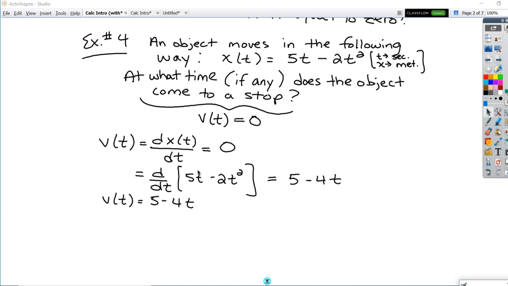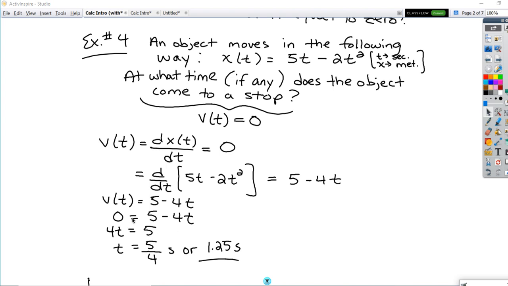So the derivative of 5t is 5, minus the derivative of 2t squared, which is 4t. So the velocity function is 5 minus 4t. So now we're going to set this equal to 0, solve for t, and that will give us the time when the object comes to a stop.